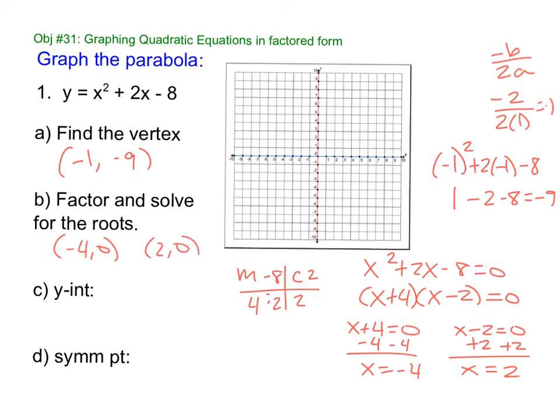Our y-intercept is, what do you get when you plug in 0? Negative 8. Symmetric point, we double the x. We got negative 1 as the x value of our vertex, double it, and then it's the y-intercept. So we got negative 1, negative 9. 0, negative 8. Negative 2, negative 8. 2, 0. Negative 4, 0.